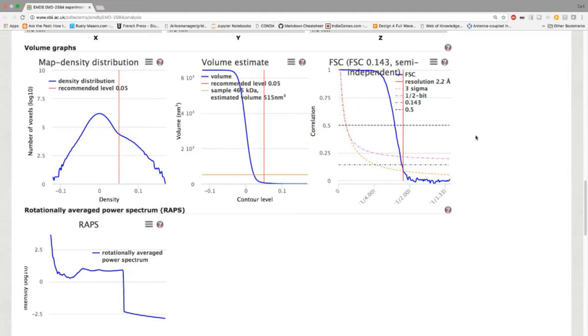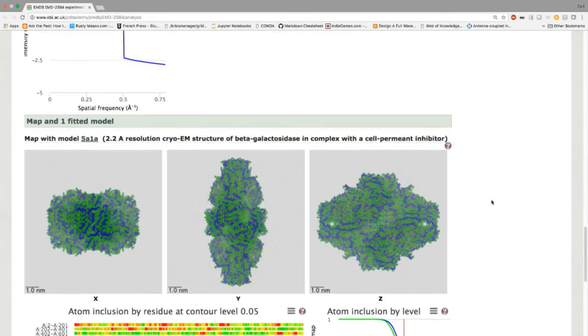So in reciprocal space, you can get an idea of what's happening here. And obviously, there's been some kind of filtering going on at this point where things have come off. And so this gives you some basic information about the map, and we're going to be including those in the validation reports.